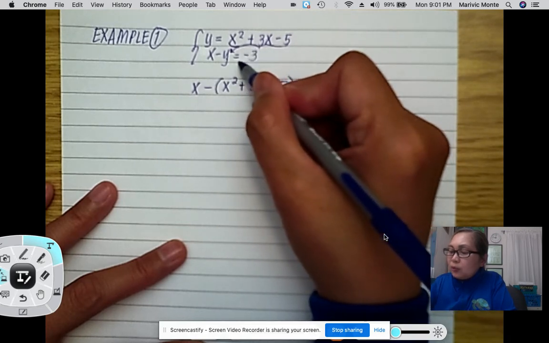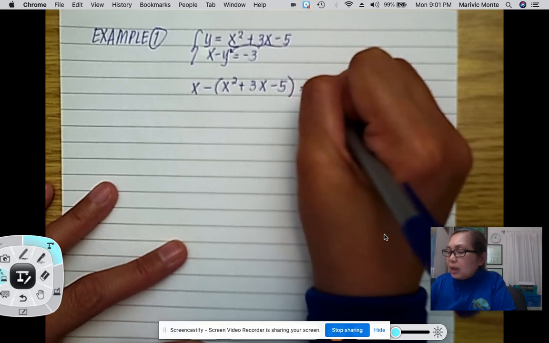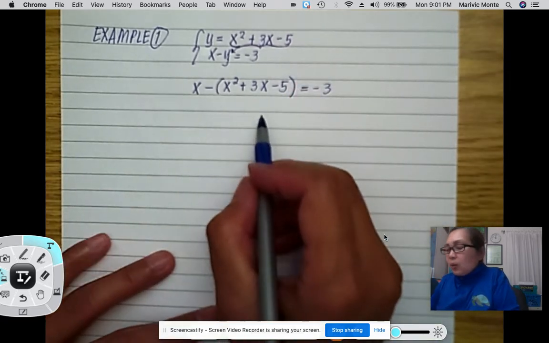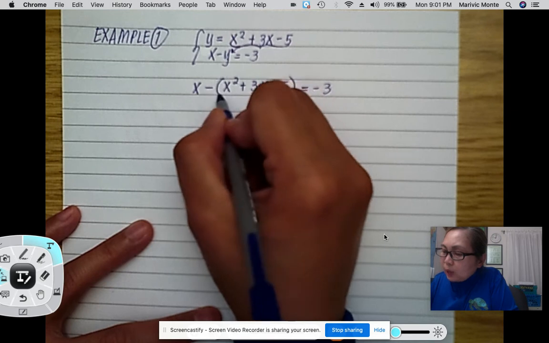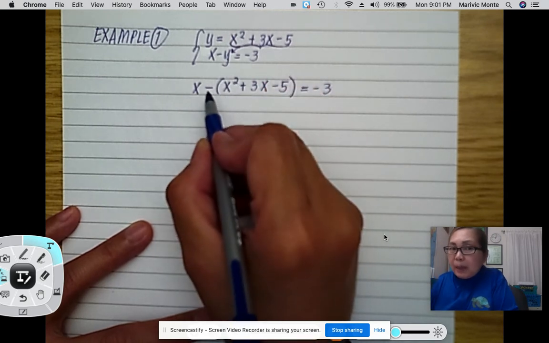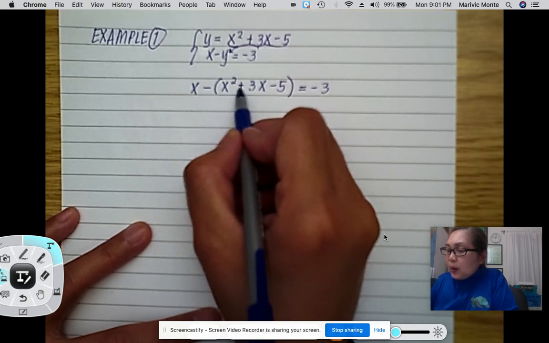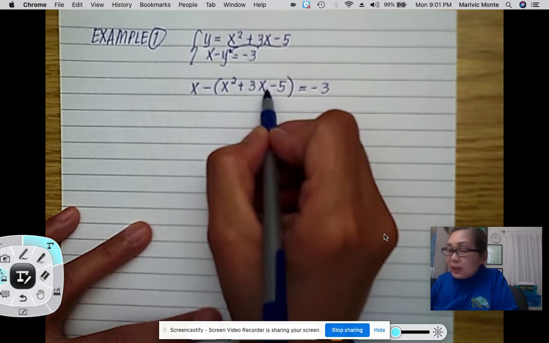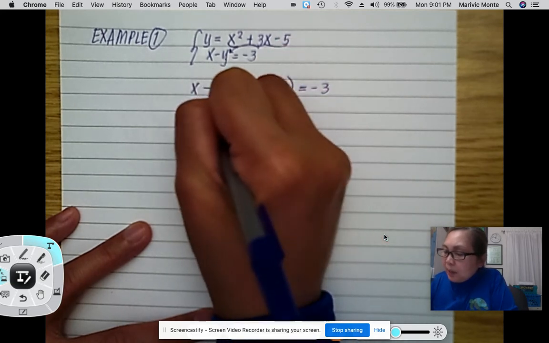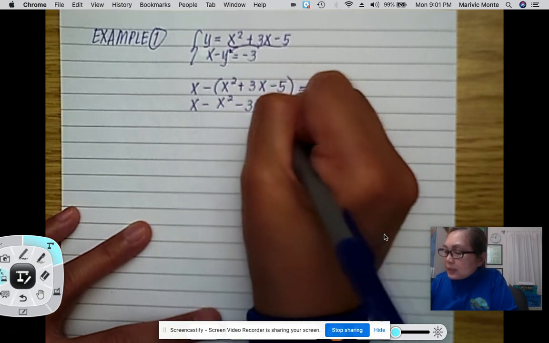And after that, don't forget the rest of your linear equation, which is equals negative 3. And so here we are. We have the single equation that we need to simplify. So first thing I will do, I will remove the parentheses, and because I have a minus here, the signs inside will change. So this x squared will take that sign, but this plus and that minus will take its opposite. So x minus x squared, this will become a minus 3 plus 5.